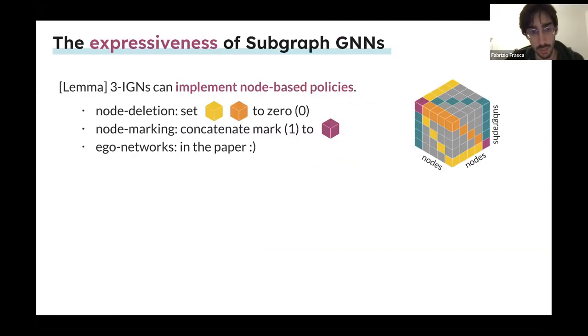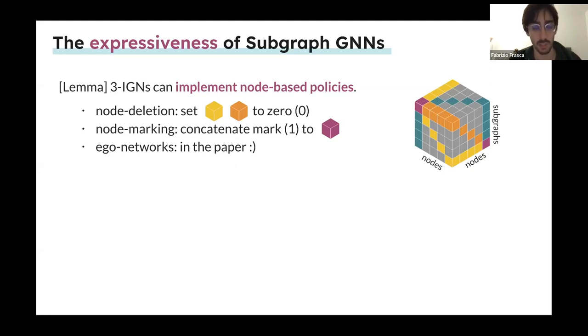So the idea was to try and use 3-IGN layers to recover the functioning of these models, and this is something we managed to do. In the first lemma, we showed that 3-IGN layers can implement node-based policies. To see this intuitively, if we want to do node deletion, we want to disconnect root nodes from the rest of the graph. Since we have this very precise characterization, we know that connections towards and from root nodes are exactly in those yellow and orange orbits, so we simply have to set these elements to zero. This can be done with the standard set of pooling and broadcasting operations of 3-IGN layers. Or if you want to mark root nodes, we know where they are.